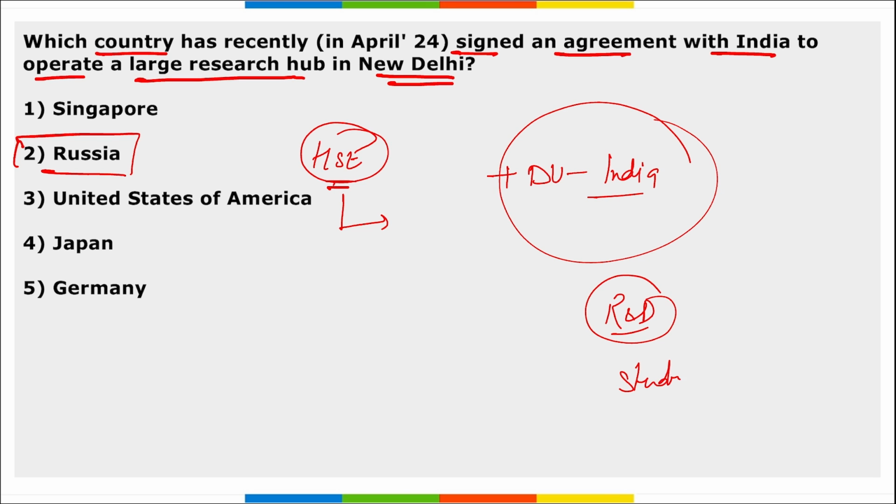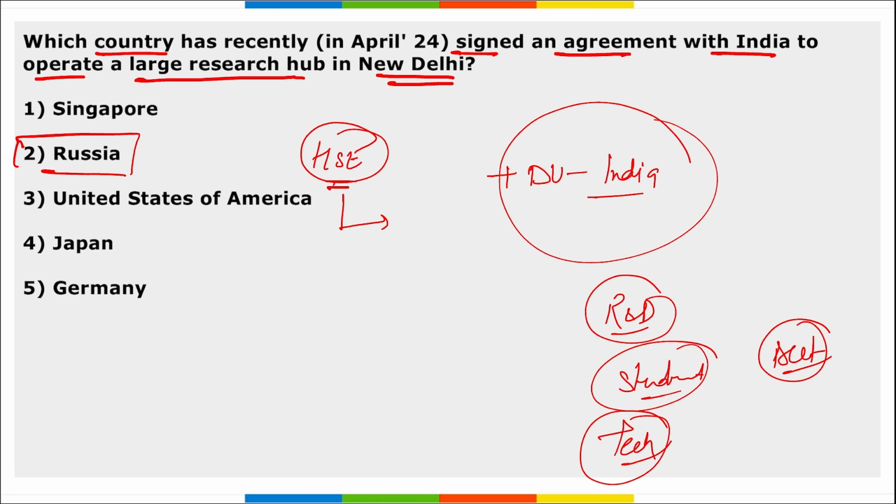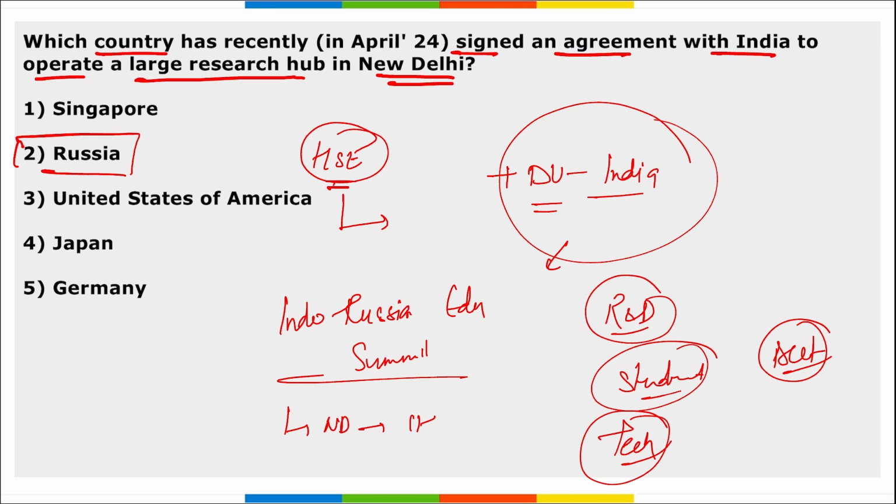Student exchange and teacher exchange programs will be taking place, and we will be seeing more research and development in various sectors such as technology, finance, etc., right? And under this agreement, a large research hub will be operating where? In Delhi University, that is in India. And where is this? It is in Delhi. Also remember, this agreement was formalized during the Indo-Russian Education Summit. This summit was held in New Delhi, from 11th to 13th of April.